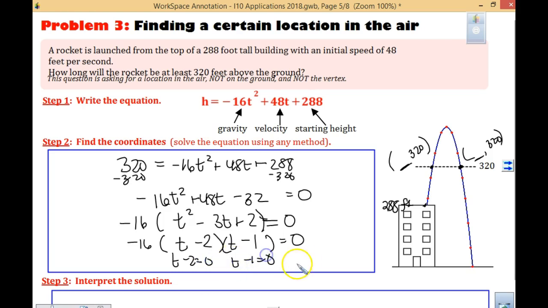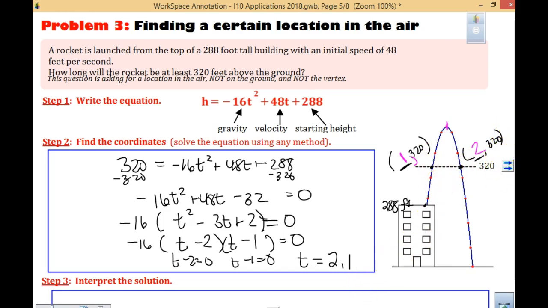So we have t minus 2 equals 0, and we're going to have t minus 1 equals 0. So when are our times? Our two solutions are going to be 2 and 1, which if we look at our situation, this means this was our 1 at 320, and this is our 2 at 320, right? We didn't have to find the vertex, but where do you think that vertex is at how many seconds? 1.5, right? It has to be halfway in between. Those have to be symmetric.